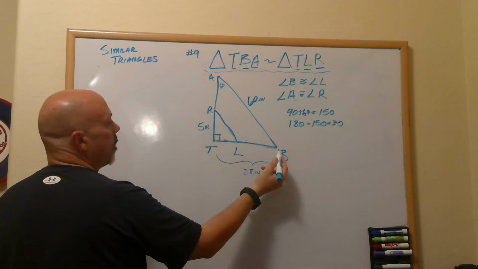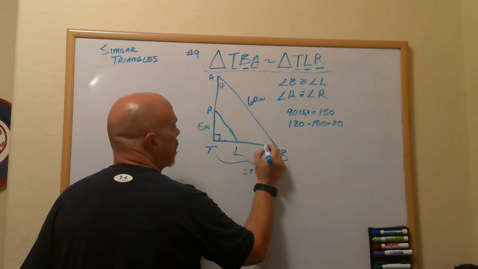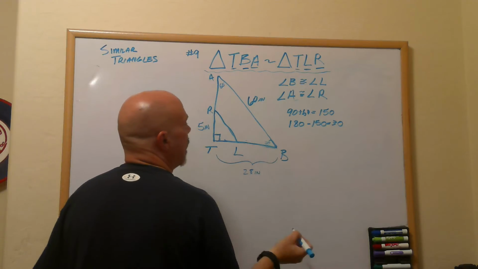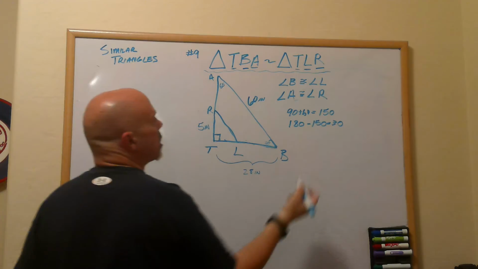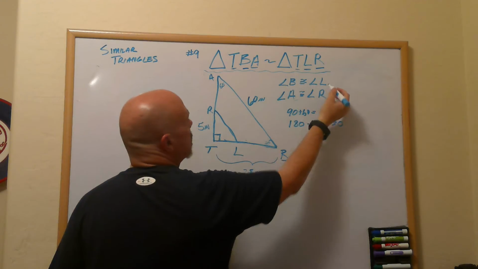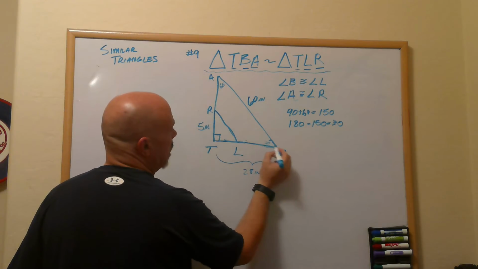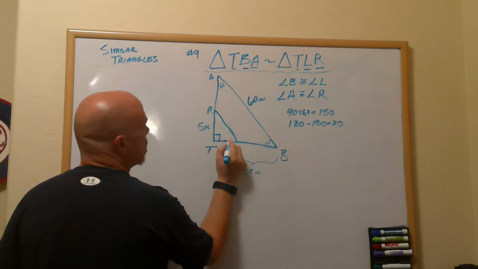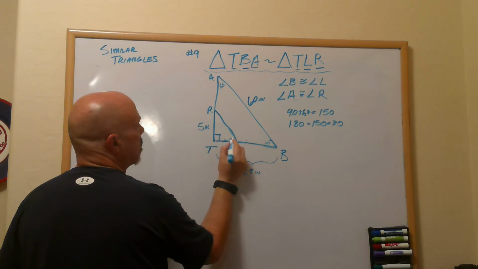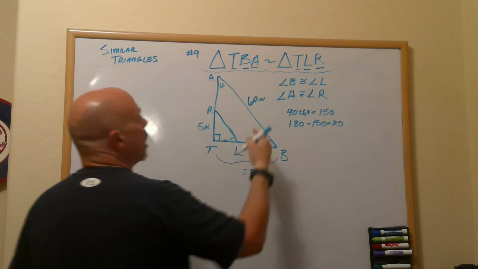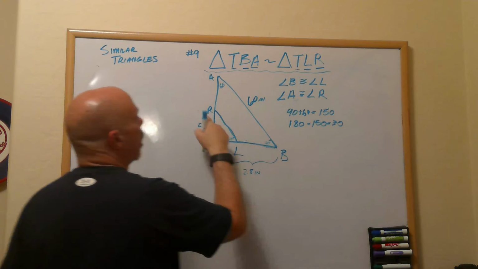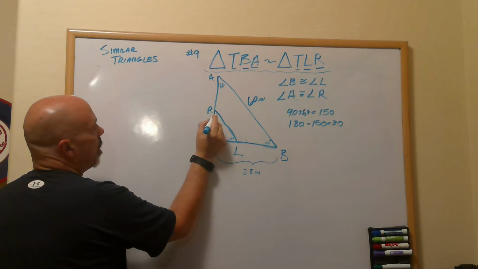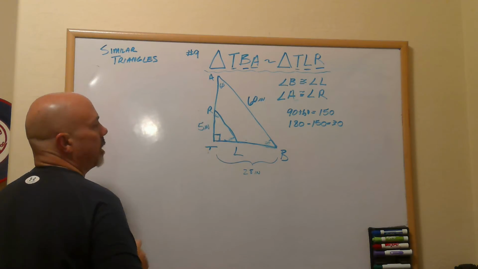So in this case, the remaining angle, angle B, is going to be 30 degrees. Now referring back to our congruent angle statements, angle B is congruent to angle L. So if angle B is 30 degrees, then angle L is also going to be 30 degrees. And the same for angle A. If I know angle A is 60 degrees and it's congruent to angle R, then now I know that angle R is also 60 degrees.